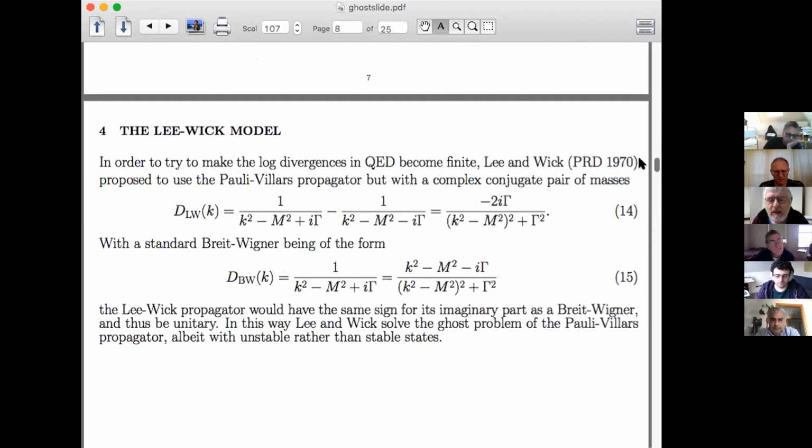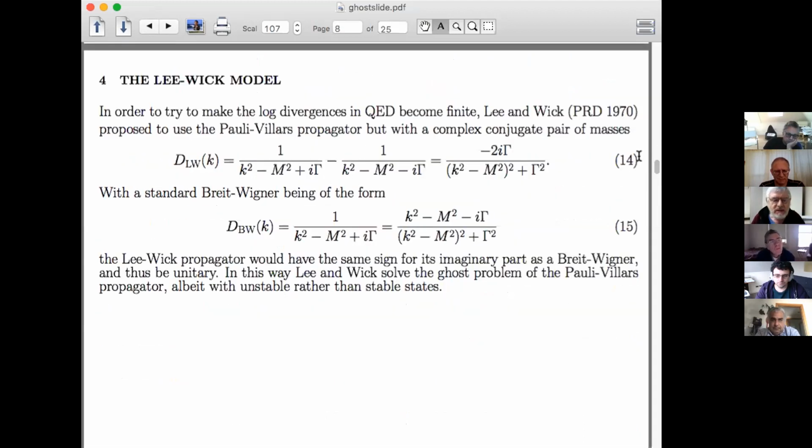The next thing that happened: Lee and Wick in 1970 looked at the same Pauli-Villars propagator, but continued it in the mass into the complex plane and took two masses, m squared minus i gamma and m squared plus i gamma. And then even though there's a relative minus sign, when you add them together, you produce minus 2i gamma over (k squared minus m squared) squared plus gamma squared.